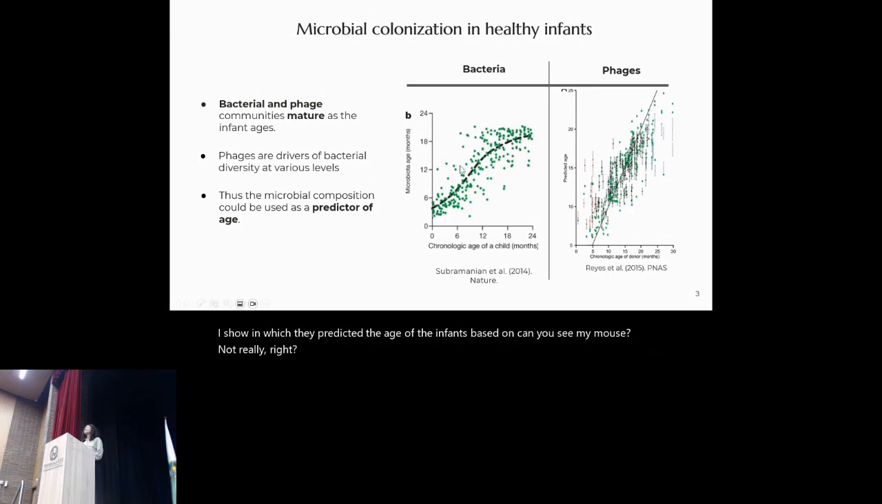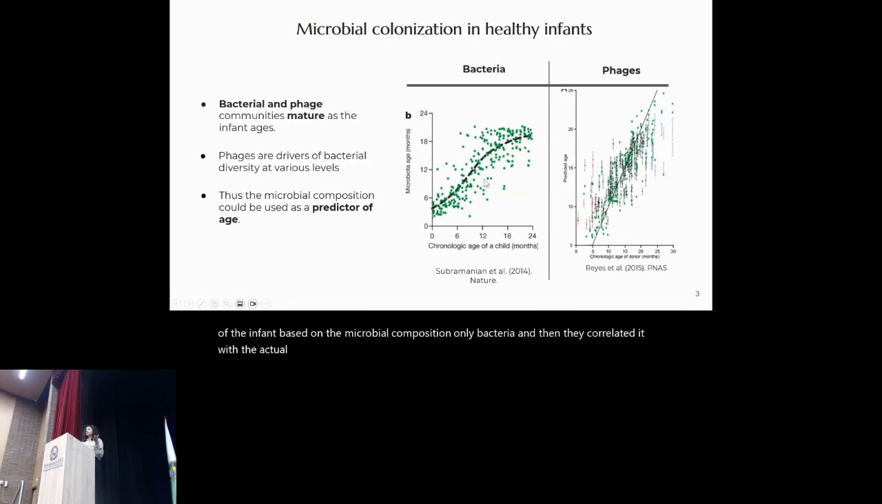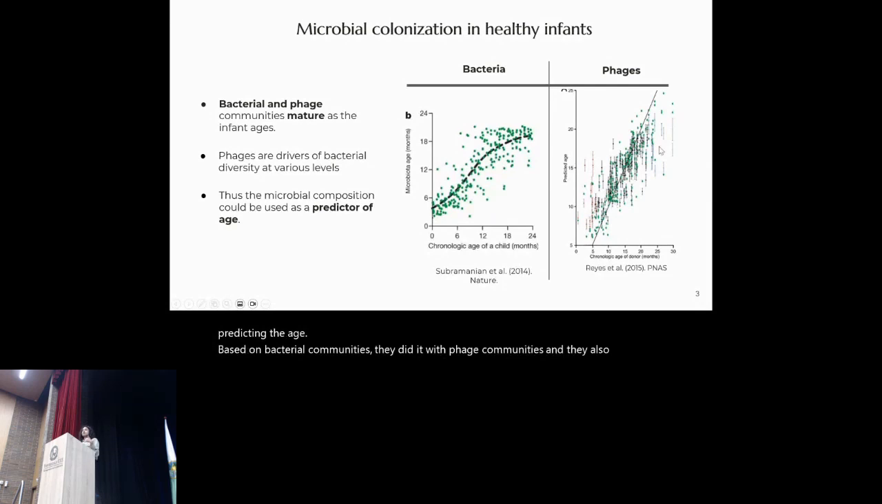There, okay. So here on the left is this paper where they predicted the age of the infant based on the microbial composition, only bacteria, and then they correlated it with the actual age of the infant. And as you can see, there is a nice correlation between the two of them, showing that there is maturation in the gut bacteria community's composition over time. Then in this paper, which is from Alejandro Reyes, they did it with phage communities instead, and they also showed that there is a progression of phage composition as the infant ages.